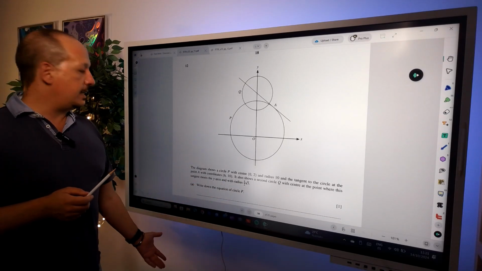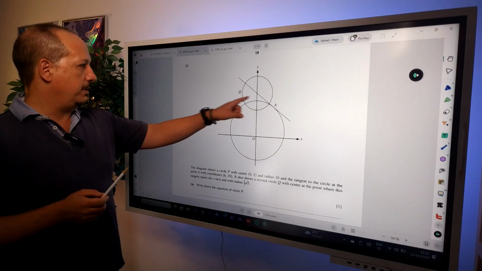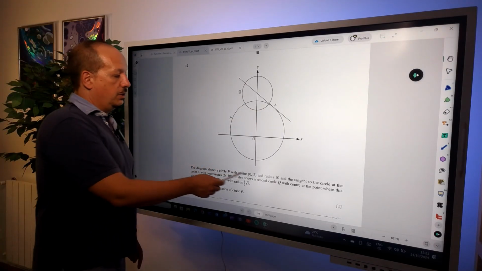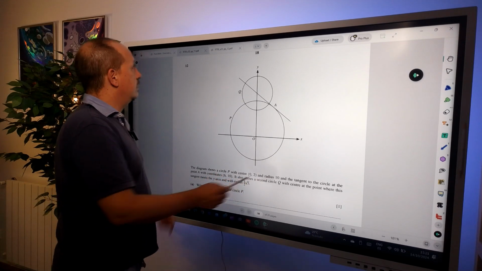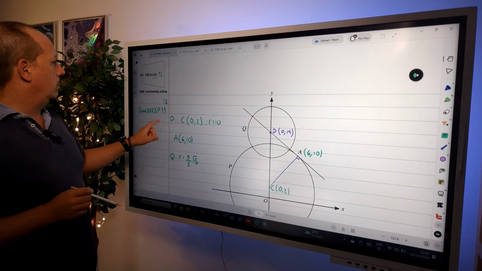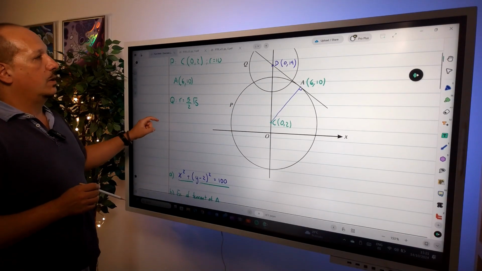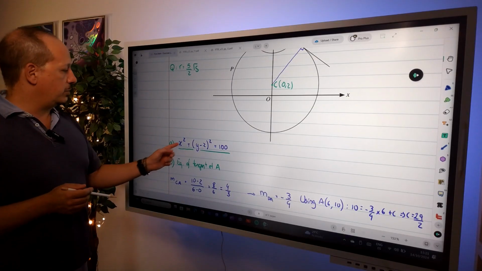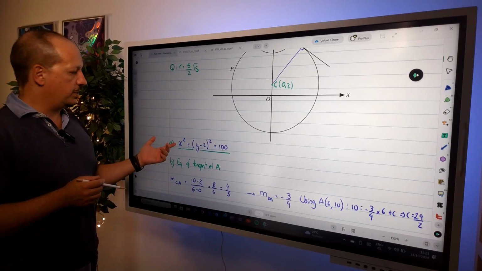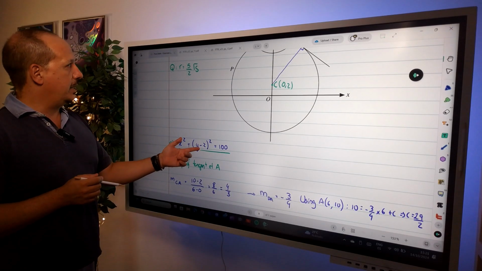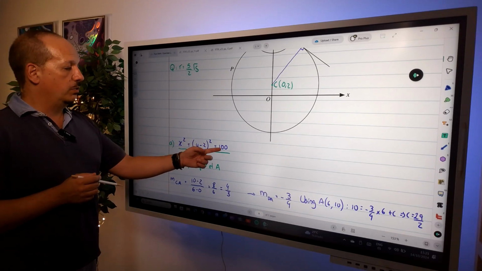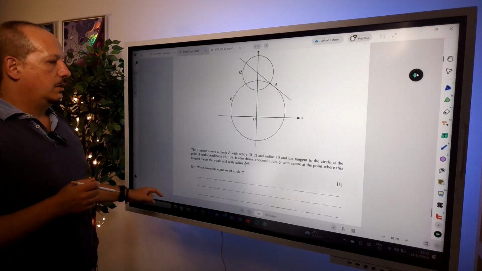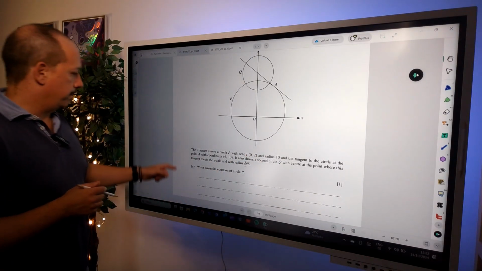You are first being asked just to write down the equation of circle P. All right? And you have all the information here. You have the center and you have the radius. You just plug in these values into the equation. So it's x minus 0, or just x squared, plus y minus 2 squared equals the radius squared, or 100. It's done. All right?